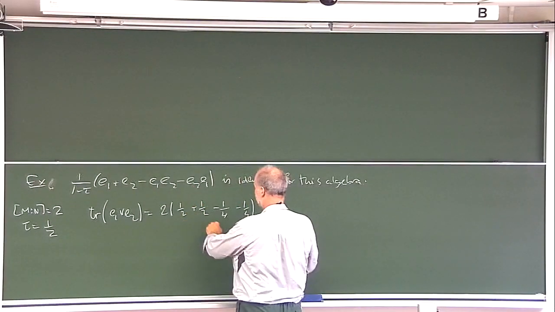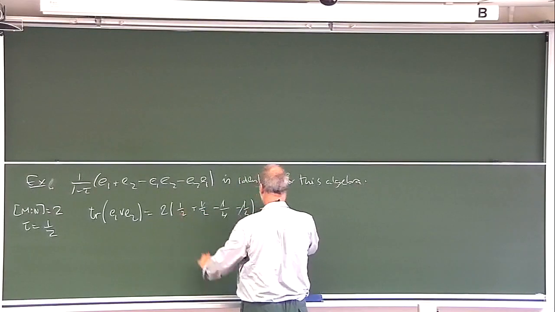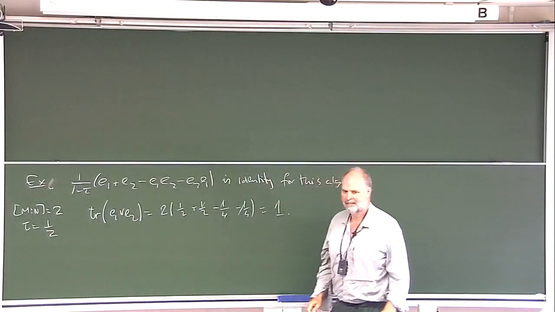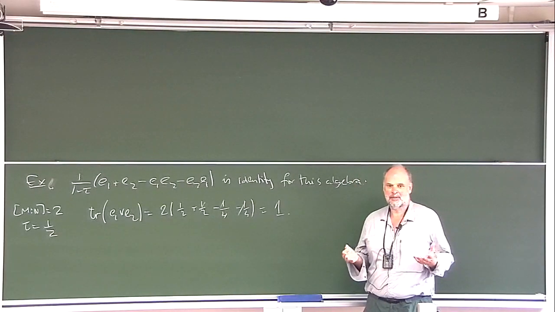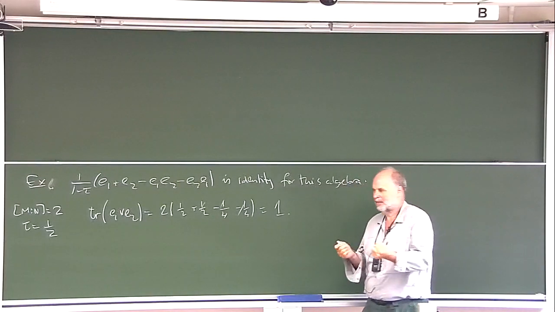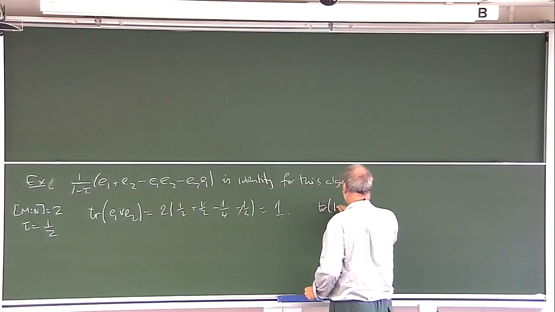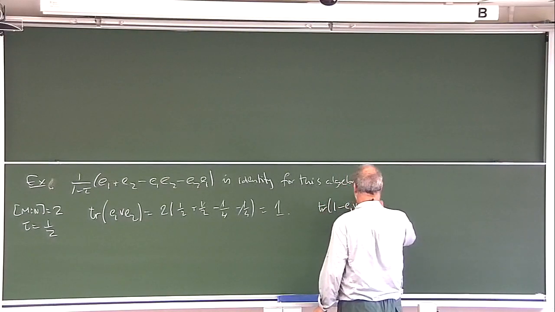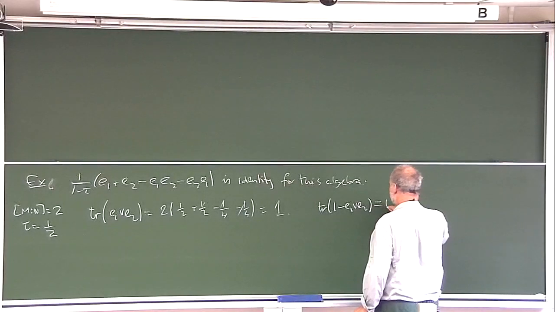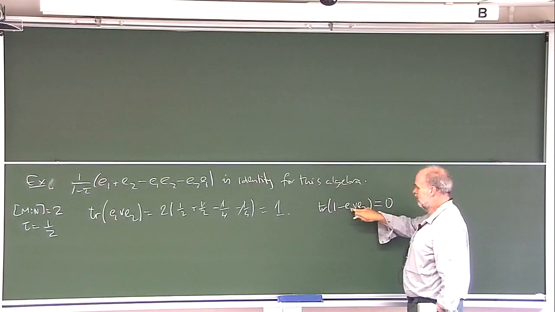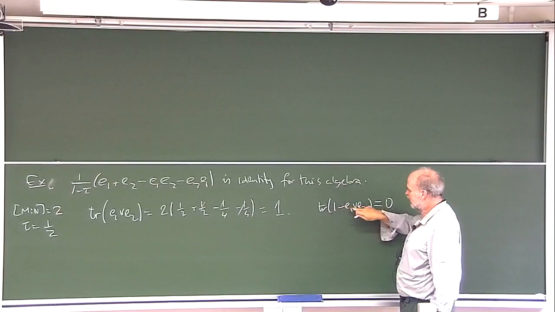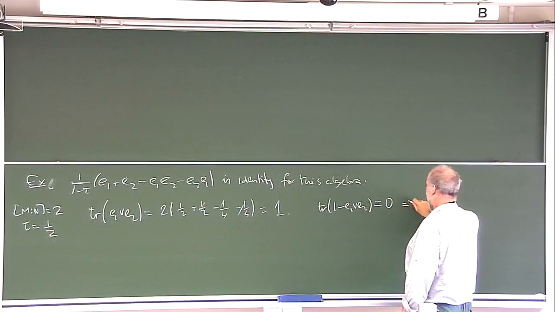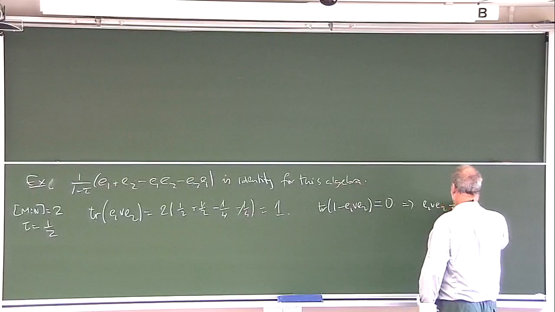So altogether, these ones cancel. We get 2 times 1. All right? But you see, we're in the II_1 factor. Remember, this trace is positive definite. So the trace of 1 minus E1 sup E2 is therefore equal to 0. But E1 sup E2 is a projection, so it's less than 1. So this trace being equal to 0 means that E1 sup E2 is actually equal to 1.